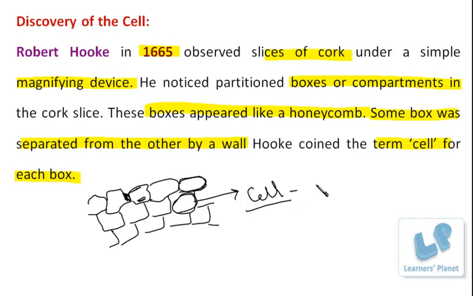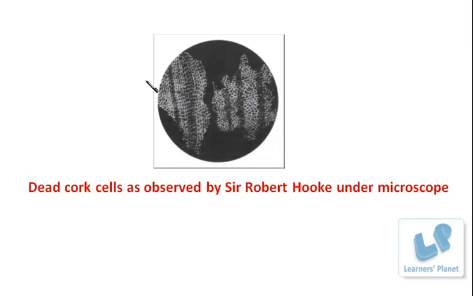And the term cell comes from the word cellula. What this cellula actually means, it is a Latin term and it means a compartment. Thus, he used this term to represent this particular box. Fine. I can show you the exact picture also that he noticed under the magnifying device. So you can see these compartments or boxes which look like some honeycomb structures. They are not the honeycomb, but rather this is the picture which Sir Robert Hooke observed under his primitive microscope or under the magnifying glass, right?